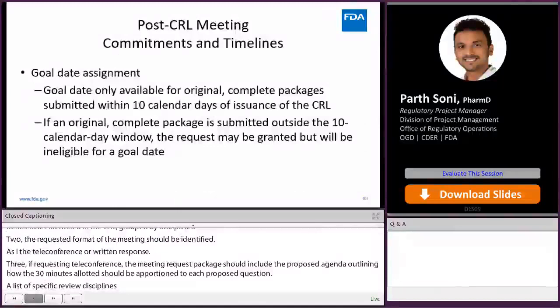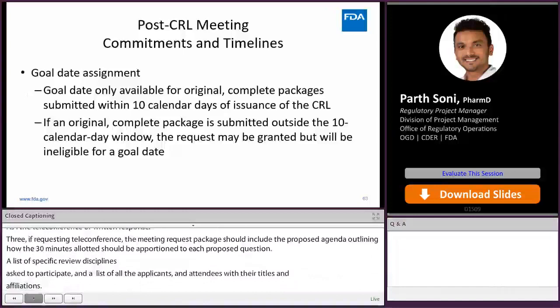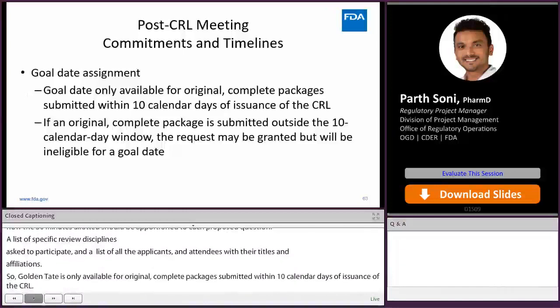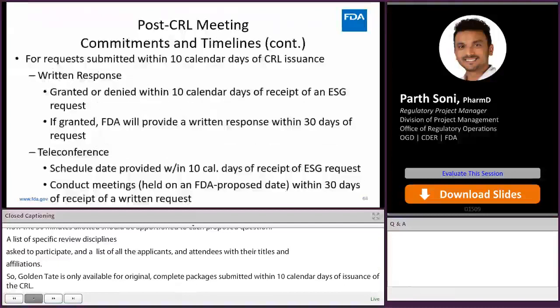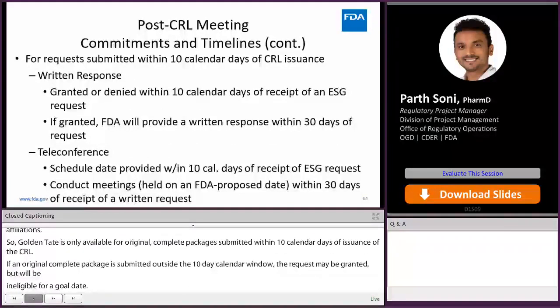So goal date is only available for original, complete packages submitted within 10 calendar days of issuance of the CRL. If an original complete package is submitted outside of the 10 calendar day window, the request may be granted, but will be ineligible for goal date. For requests submitted within 10 calendar days of CRL issuance, for written response, an acknowledgement letter to grant or deny is issued within 10 calendar days of the ESG receipt, and if granted, FDA will provide a written response within 30 days of the request.